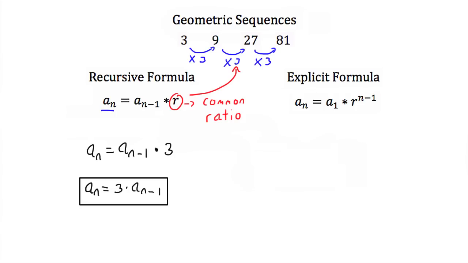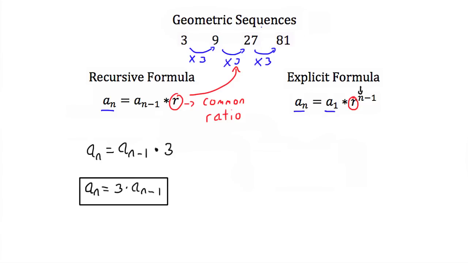Now let's talk about the explicit formula. Remember, explicit formulas don't include previous terms generally. They include the n value, or the position of our term. The explicit formula for a geometric sequence is that the nth term is always the first term times our common ratio again, which is r, but this common ratio has an exponent of n minus 1.